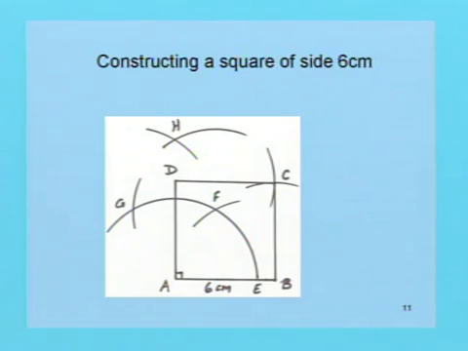At D, you open your pair of compasses 6 centimeters and draw an arc near to C as seen. Then center B, you draw another arc to cut the arc near to C. That intersection, when B is joined to it and D is joined to it, will complete the construction of a square. If you measure the lengths of the sides, each is equal to 6 centimeters and each angle is equal to 90 degrees.